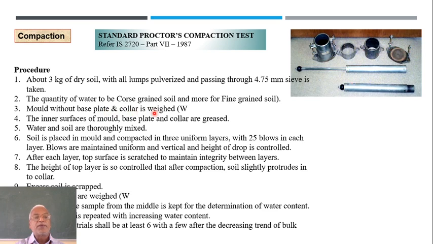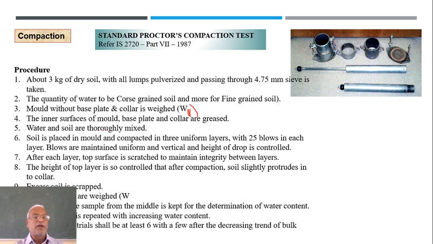Mold without base plate and collar is weighed and it is say W1, right? So that is missing here. I'll write it, W1. Okay, here this weight of the empty mold only, without attaching the plate and without the collar, that is the mold without base plate and collar, is W1. The inner surface of the mold, base plate and collar are greased.